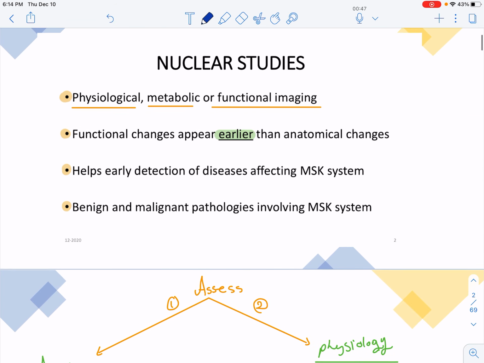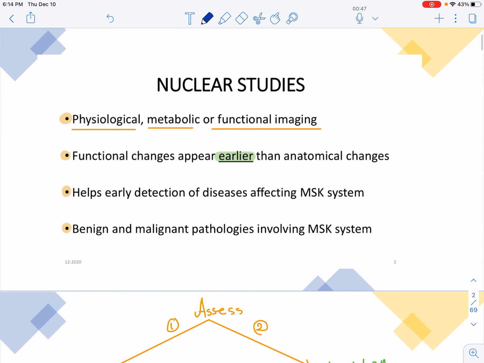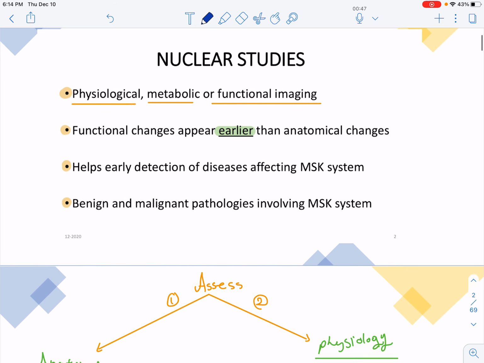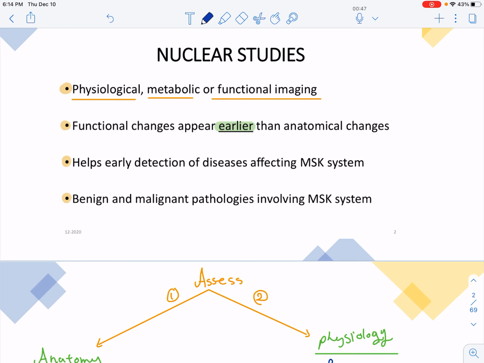Okay, so it's a physiological, metabolic, or functional imaging, and we can detect early changes more than anatomical changes. So why can we do that?